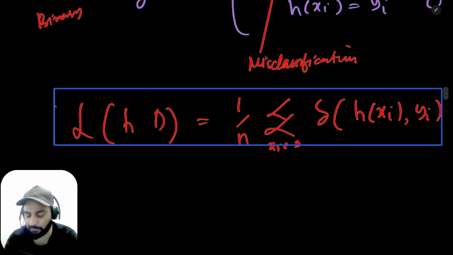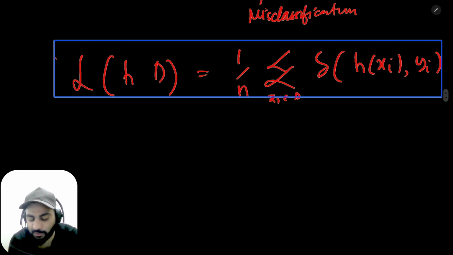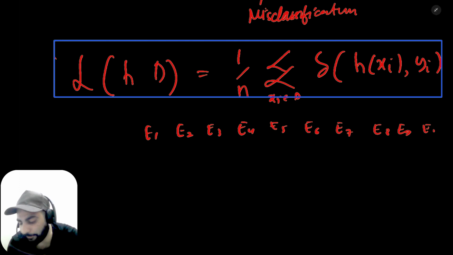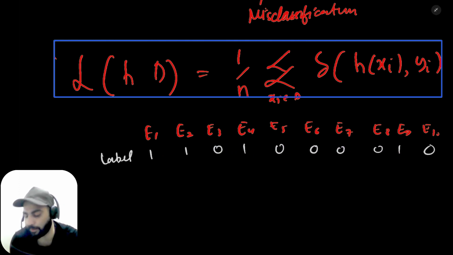Okay, let me put this in perspective. Let's suppose you have 10 emails now. I will call them email 1, email 2, till email 10. Let me write it: e3, e4, e5, e6, e7, e8, e9, and e10. These are my emails. There is some text written. This is the label corresponding. So this is spam, this is spam, this is not spam, spam, not spam, spam, not spam. Let's suppose these are the actual labels, and these are my emails, the data points.